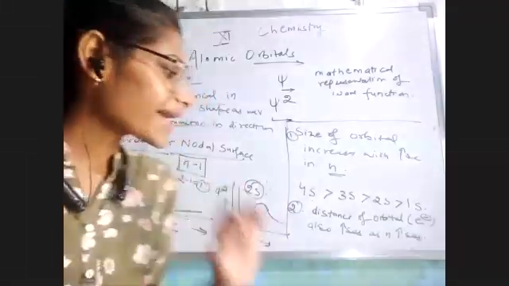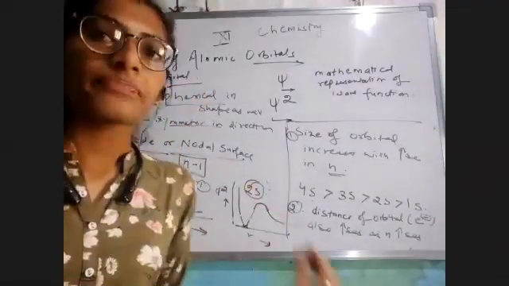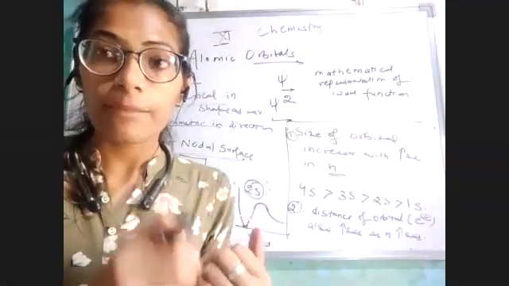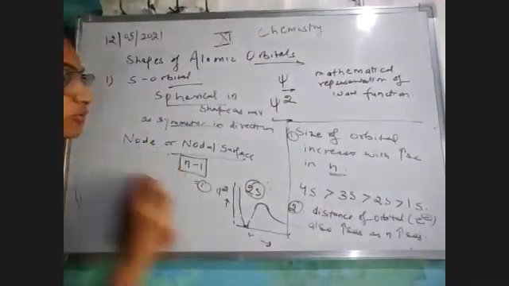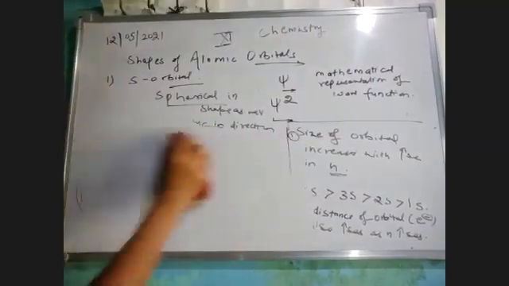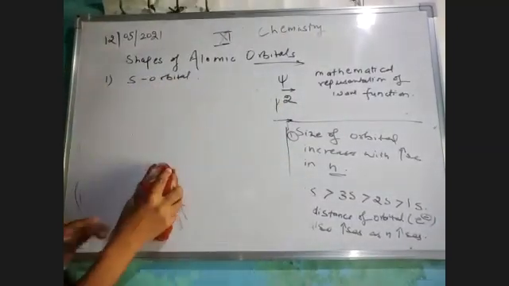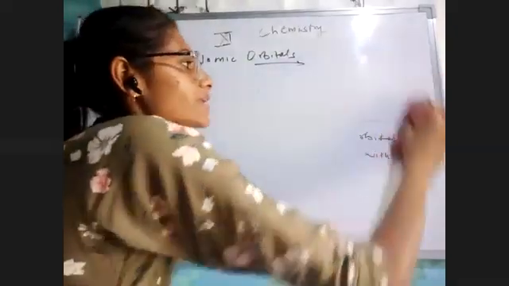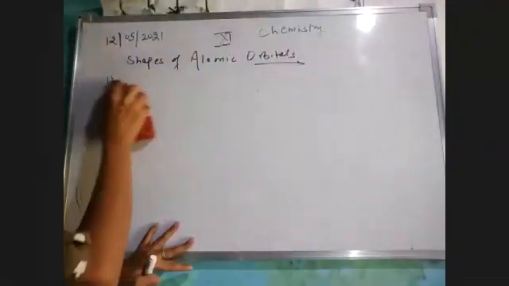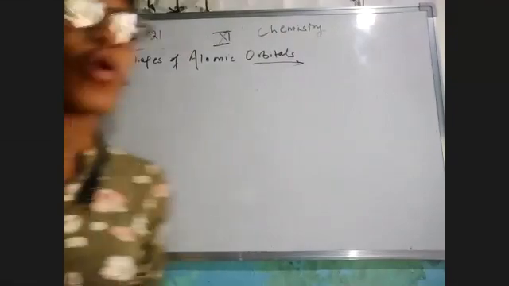Now as we have completed our s orbital, I'm going to move to our next topic, the shape of p orbitals. So let's start with the topic: what are the shapes of p orbitals. Now class, you must remember that I told you in our previous class that there is a quantum number known as ml. I hope you remember that. And ml was totally dependent on the quantum number L.